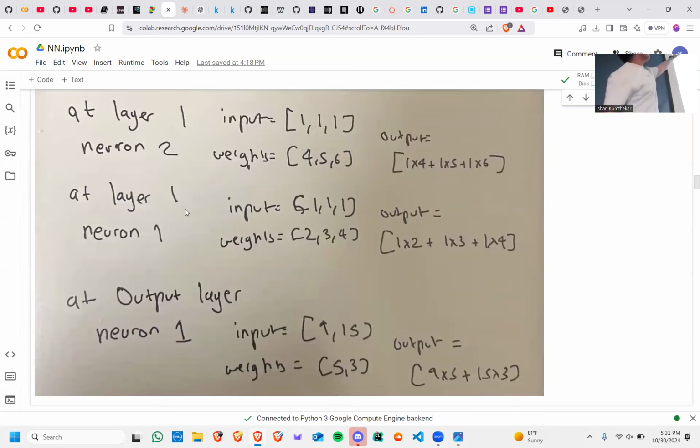So this is just some sample computation that I've done. It shows you how numbers are multiplied and how you get an output.